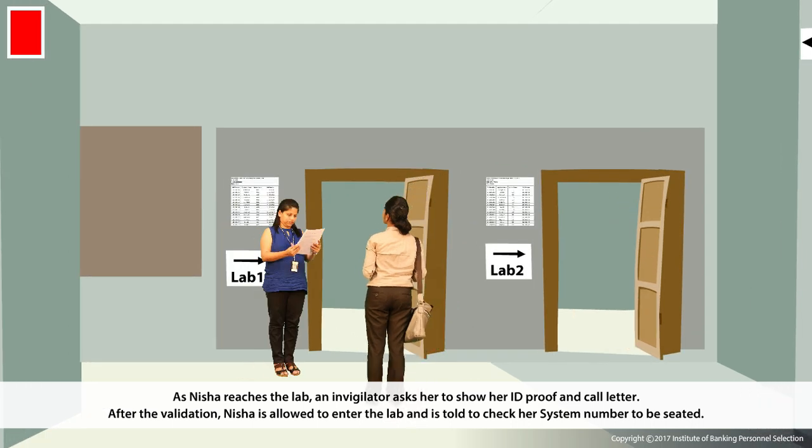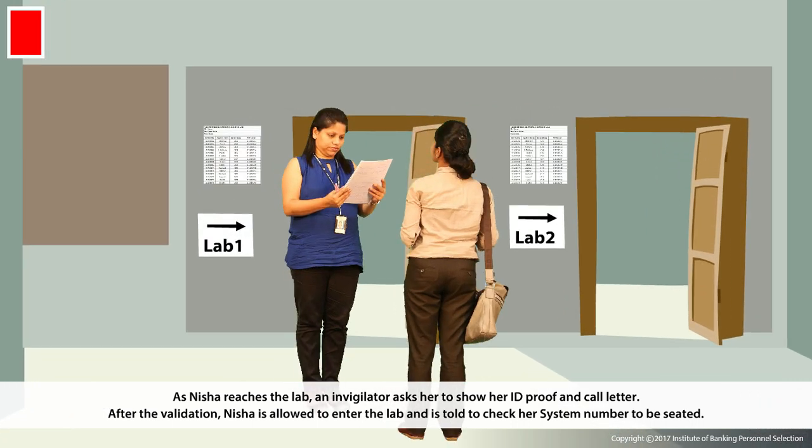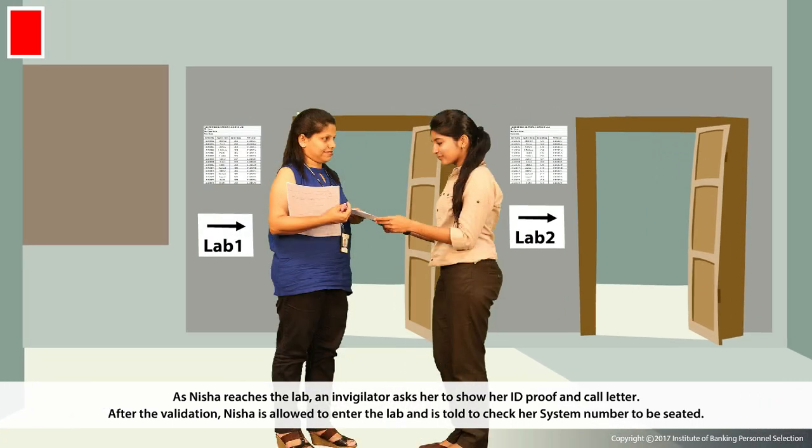As Nisha reaches the lab, an invigilator asks her to show her ID proof and call letter. After the validation, Nisha is allowed to enter the lab and is told to check her system number to be seated.